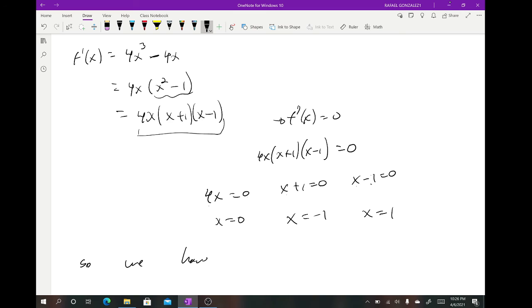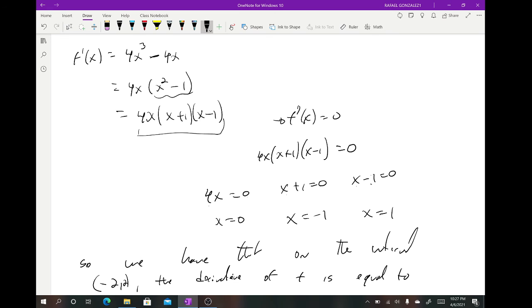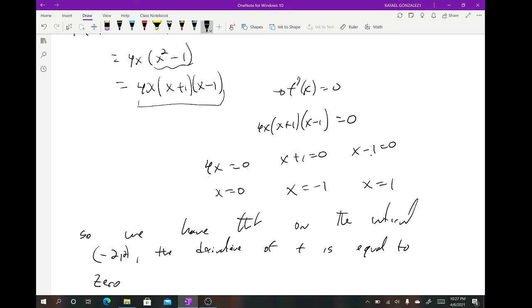Okay, so we have that on the interval negative 2 to 2, the derivative of f is equal to 0 at 3 different values of x.